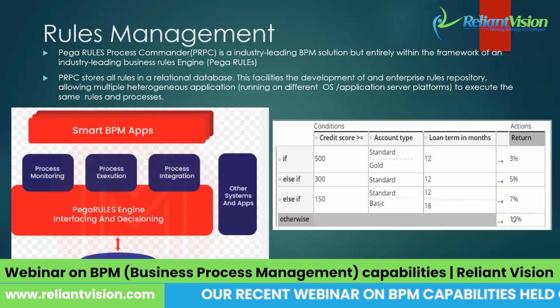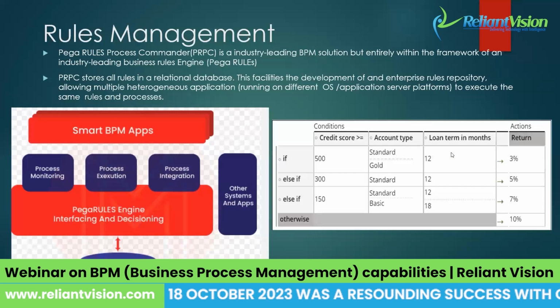This is one of the rules, we call it a decision table. It's a kind of simple logic that anyone can understand easily. If credit score is greater than 500, and account type is standard or gold, and the loan term is 12 months, then interest is 3%. This kind of rule we can delegate to the business users.